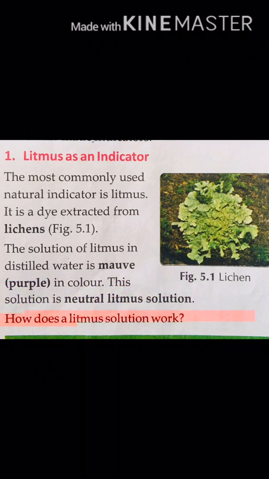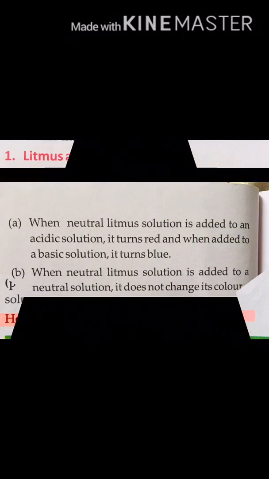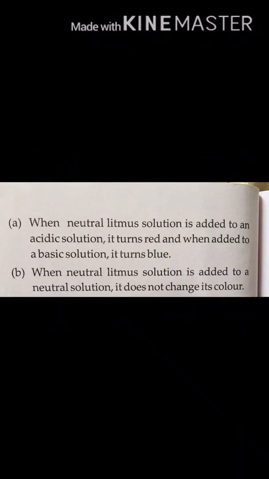How does a litmus solution work? ये litmus solution जो है neutral litmus solution, ये work कैसे करता है? When neutral litmus solution is added to an acidic solution, it turns red. इसका कलर क्या हो जाता है? Red. And when it is added to a basic solution, it turns blue. और जब ये basic solution में add करा जाता है तो इसका कलर क्या हो जाता है? Blue color. Must remember this. जब neutral litmus acidic में add होगा तो कलर कौन सा हो जाएगा उसका? Red. And when this same neutral solution is added to a basic solution, it will turn blue.